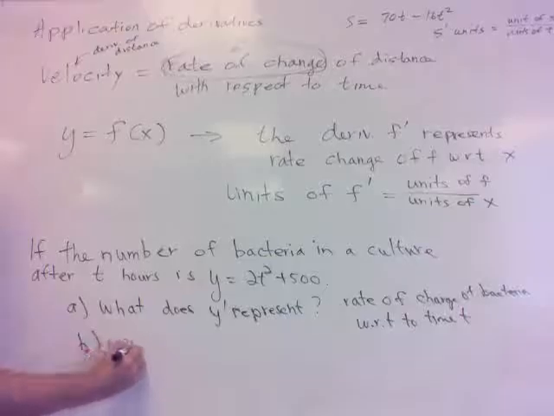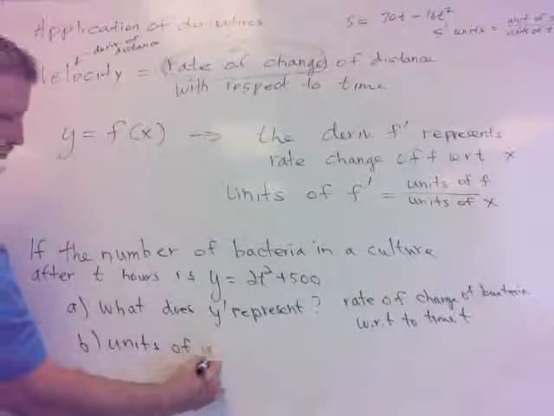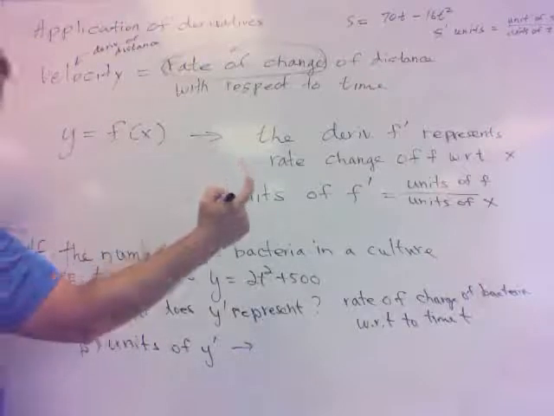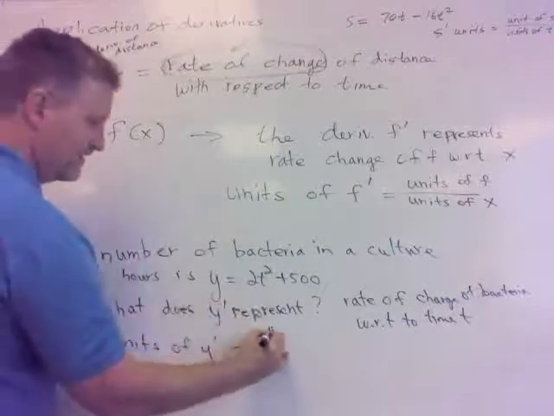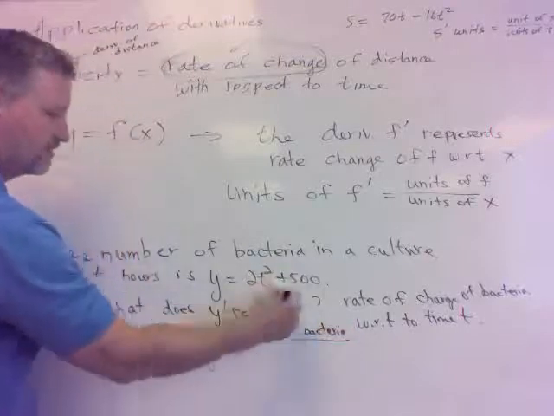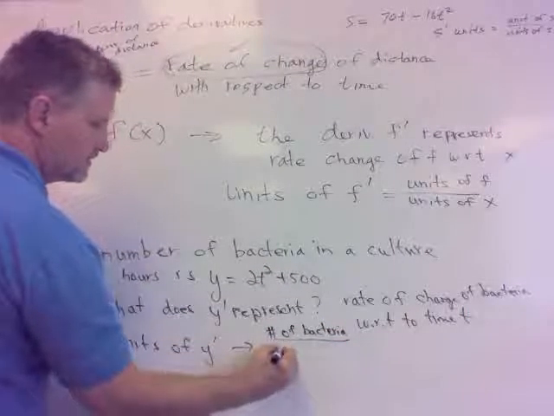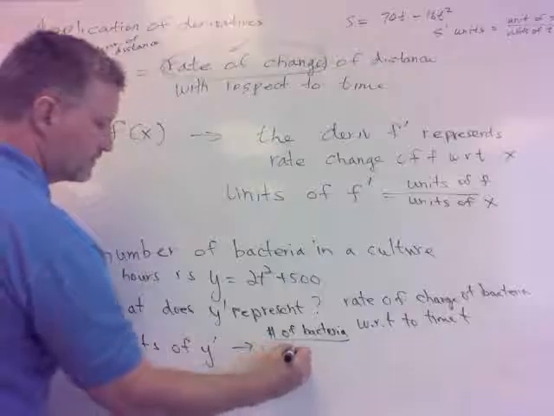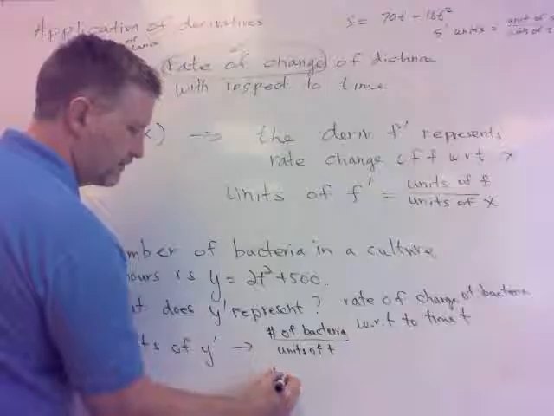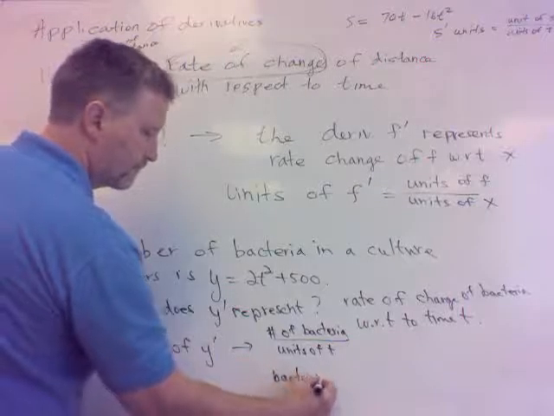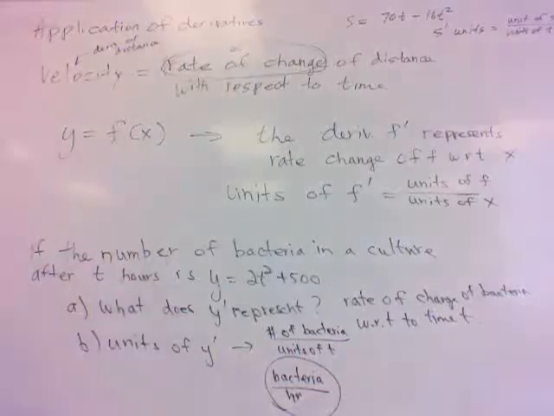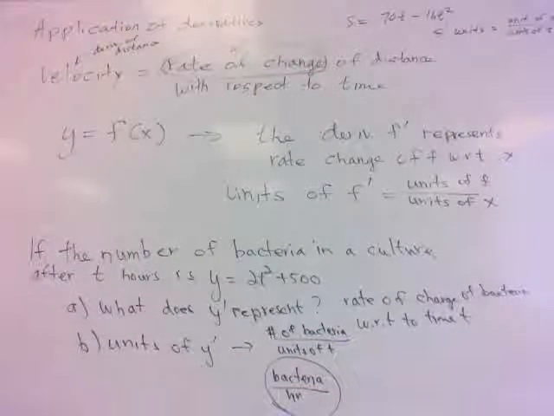And then the units of y prime, what would the units of y prime be? Well, you take the units of your function, which is number of bacteria, divided by the units of your variable, which is time t, which is bacteria per hour, right? With me on that? Because t is in hours and bacteria is number of bacteria.